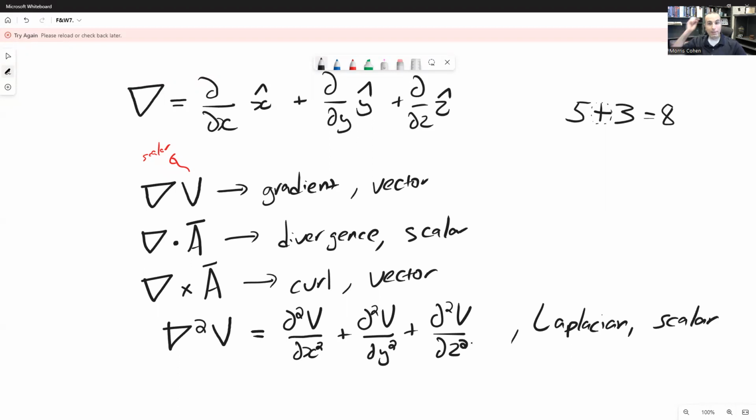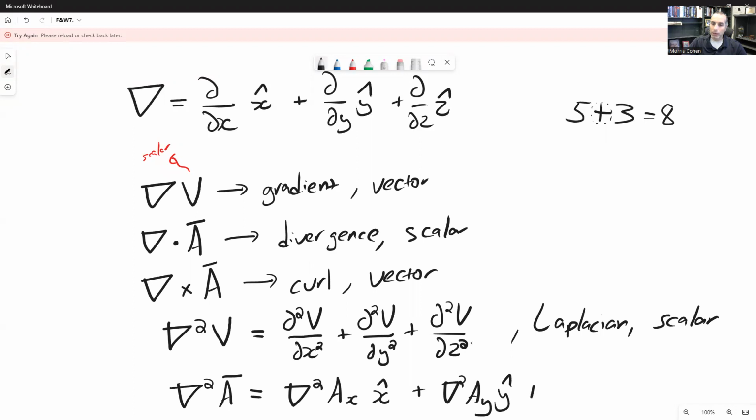If you want to take the second derivative of a vector field, the grad squared of A, that's actually defined as the scalar Laplacian of each of the underlying elements of A, or the components of A. So in other words, it's the scalar Laplacian of the x component of A in the x direction, plus the scalar Laplacian of the y component of A in the y direction, plus the same for z.